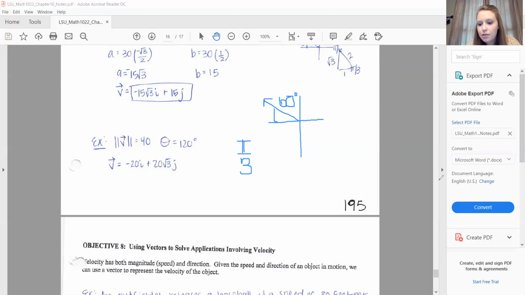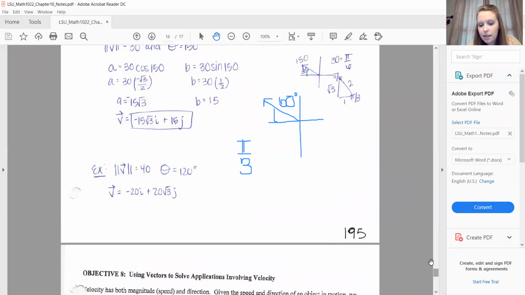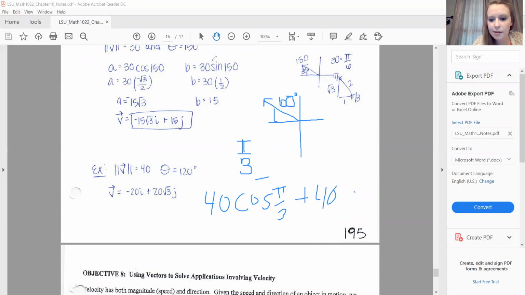Okay, so we're still using this perfect triangle right here, right? So I'm drawing. I'm going to try to use my finger instead. So now I'm going to have 40, because that's the magnitude, times cosine of pi over 3, which I know in quadrant 2 is negative, plus 40 times sine of pi over 3. Okay, which quadrant 2 I know sine is going to be positive.